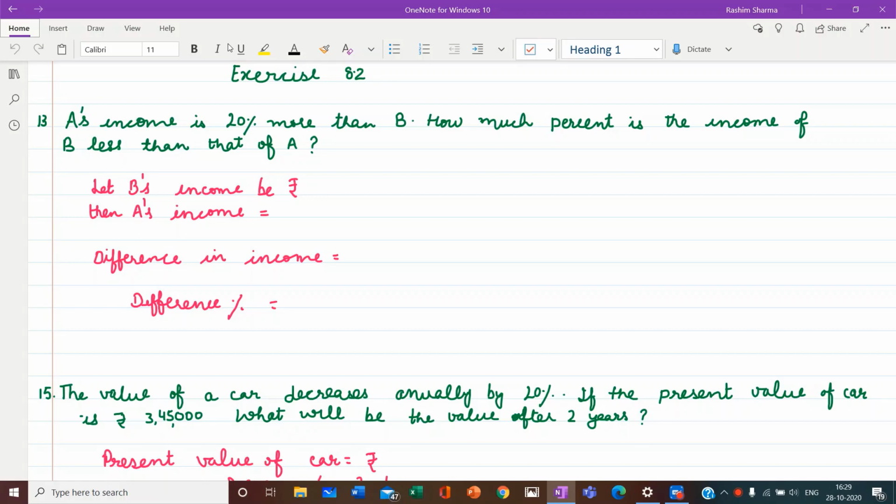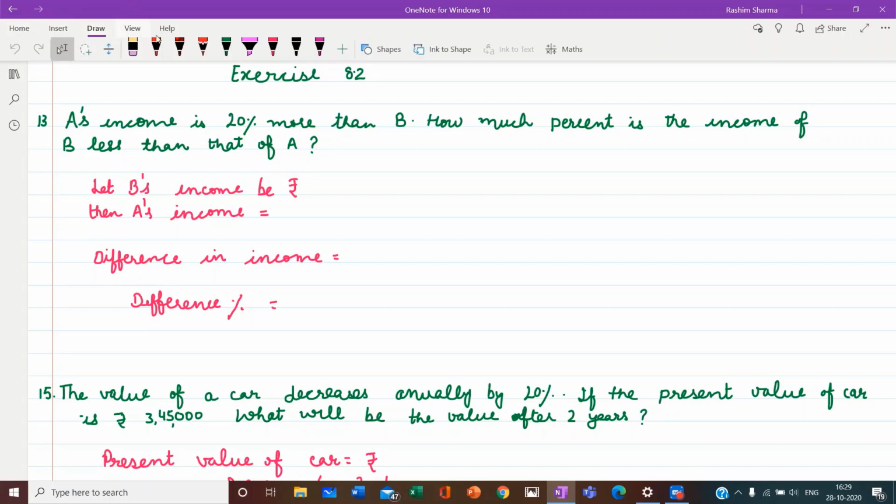A's income is 20% more than B. How much percent is income of B less than that of A? So here we are given A's income is 20% more than B. It means let us take B's income be rupees x. Then what will be A's income? It is 20% more than that.